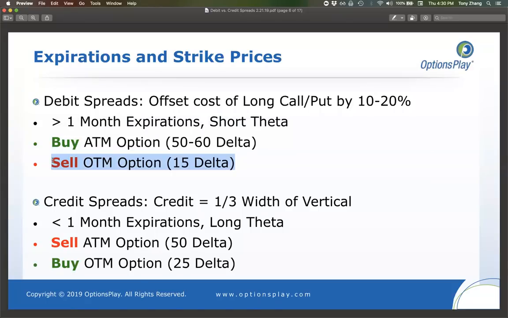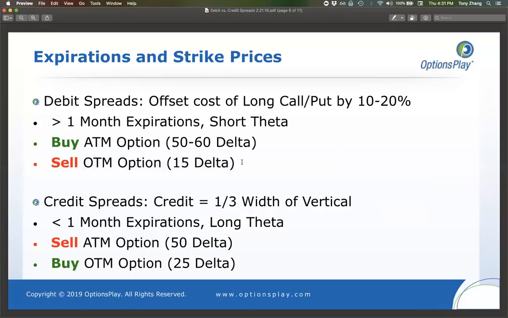And that offsets your risk, it reduces your risk by about 10 to 20%. It means that the stock does not need to move as far in order for your strategy to be profitable. And because you have a short leg, you are also minimizing your theta decay. You're minimizing the rate at which your option is decaying with time. So those are some of the benefits of trading debit spreads versus outright buying a call or a put.